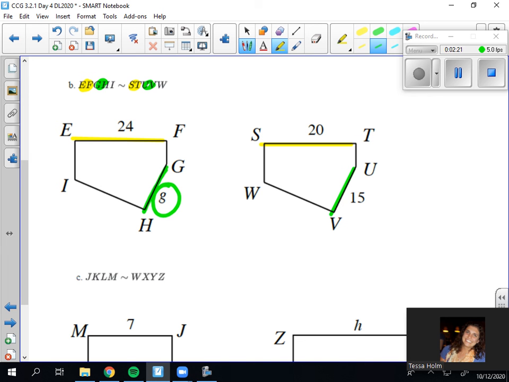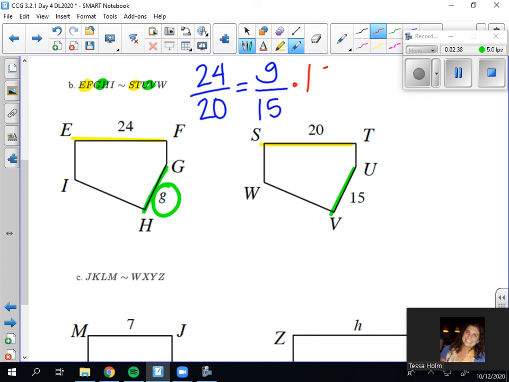Okay, so method number 1, you can create a proportion. So that proportion would be 24 over 20 equals G, that's my missing side, over 15. And then if I multiply by the denominator, I'm going to cancel that out, and whatever I do to one side, I have to do to the other. So 15 times 24 is 360, divided by 20 equals my missing side G. 360 divided by 20 is 18. So my missing side is 18.